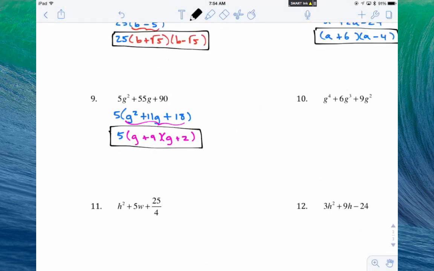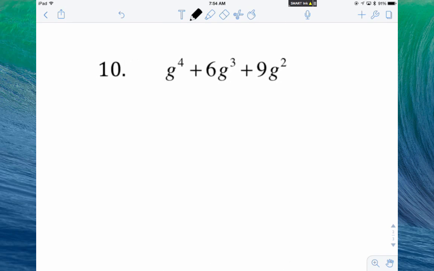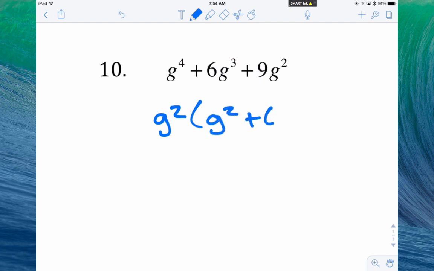Okay. Number 10. Woo! All right, we are in standard form. Is there a common factor? Yes, I think there's a common factor of G squared. Remember that the coefficients could have a common factor, but also don't forget that the variables can be part of it as well. So I think we can write this as G squared times the quantity of G squared plus 6G plus 9. And now we're looking at this remaining trinomial.